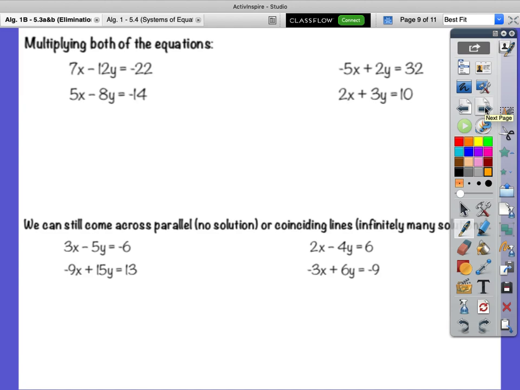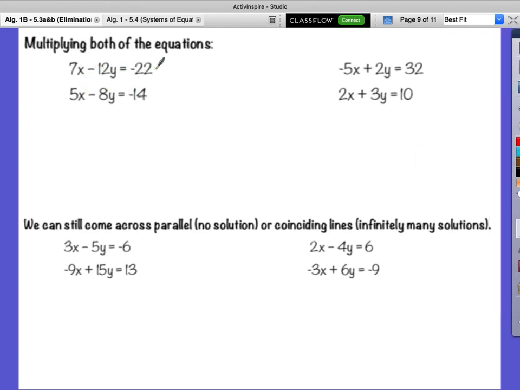Now, here's the thing. It says multiplying both of the equations. Sometimes you have to multiply both to get this to work. And we'll look at this here. So we say, this system, are these lined up? Yes. X, Y equal a constant. They're in the same order. Cool. But are they ready to eliminate? No. Okay, if we were to add right now, they would not eliminate anything. Neither the X's nor the Y's are the same number with different signs.